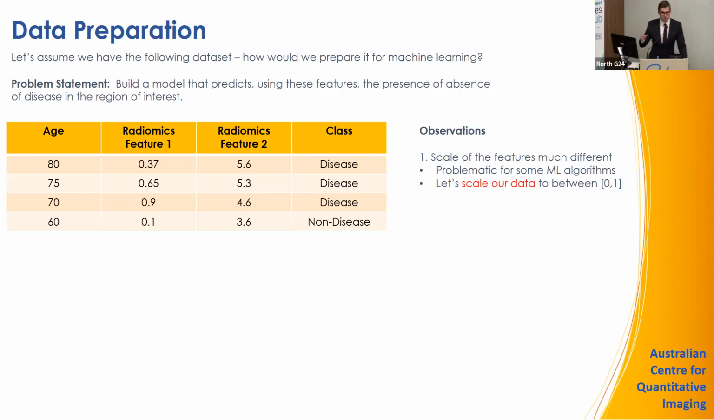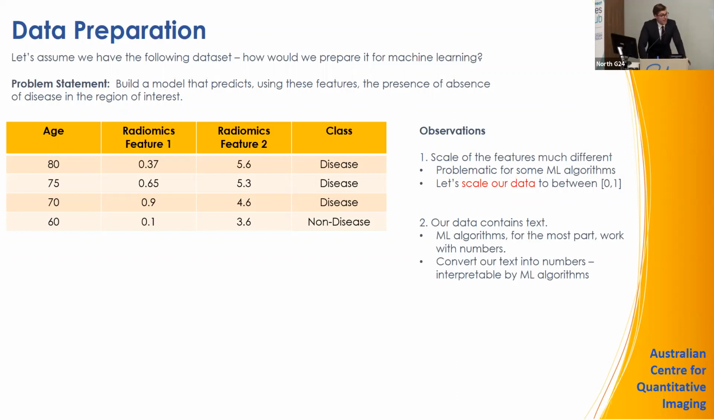Now, for some machine learning algorithms, this is problematic because they'll assign a higher weight to features that have a higher value. And we don't necessarily want to assign a higher weight to something like age, for example, just because it's higher in value. We want the model to work that out for itself. So we scale our data to be between 0 and 1.